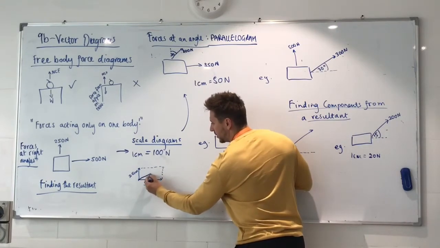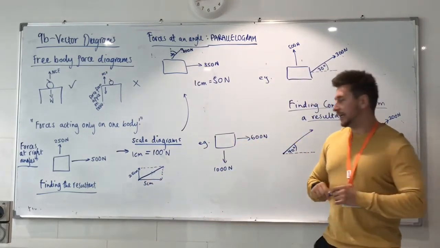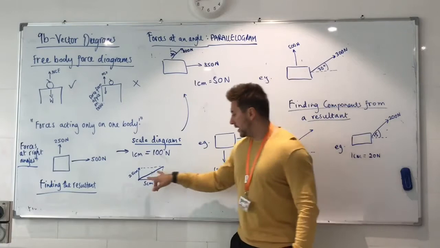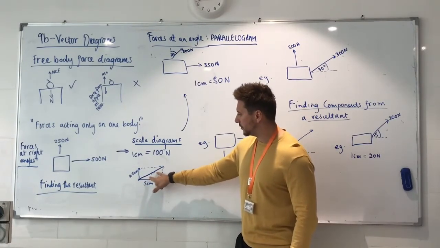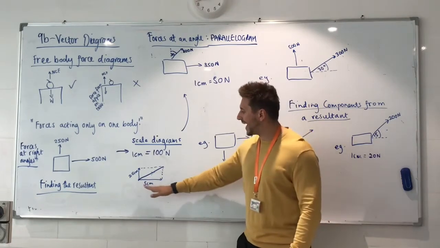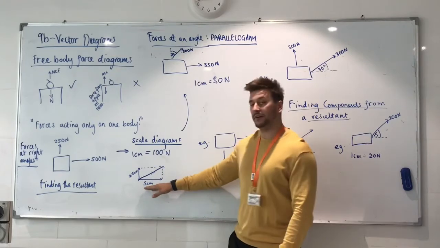So if I join corner to corner, that is my resultant force. Now what I need to do with my ruler is measure from this corner to this corner, get the value of this force in centimetres, which I know has to be bigger than the biggest component. So it cannot be less than 5.